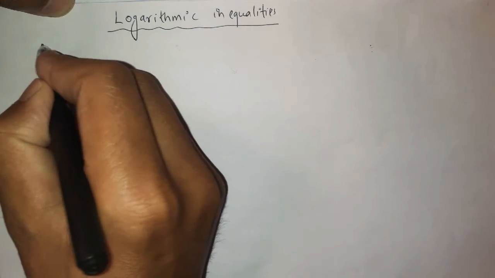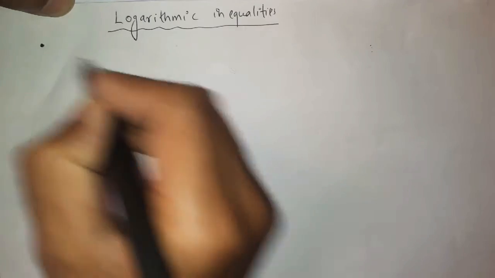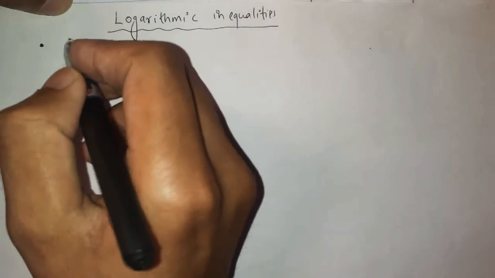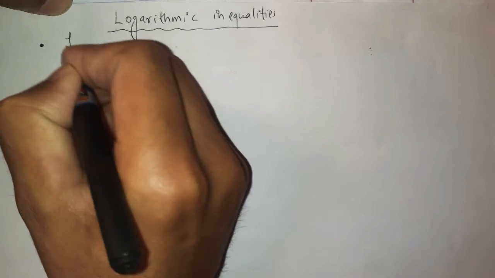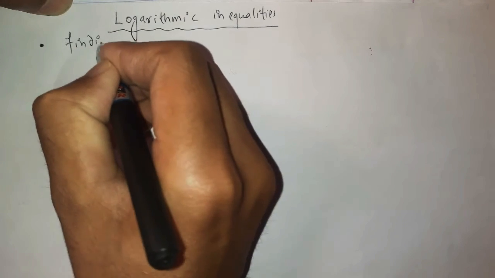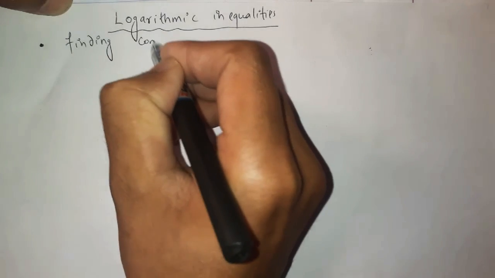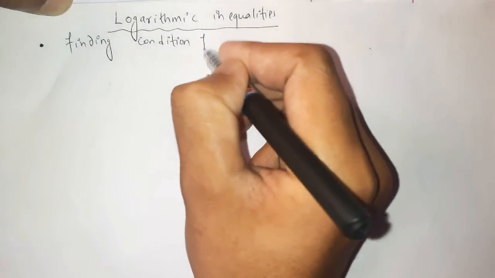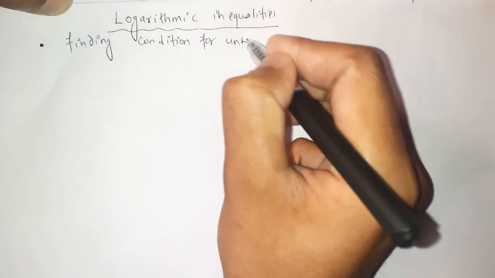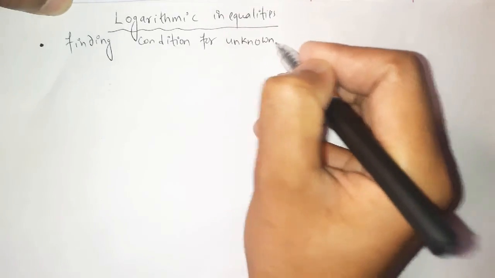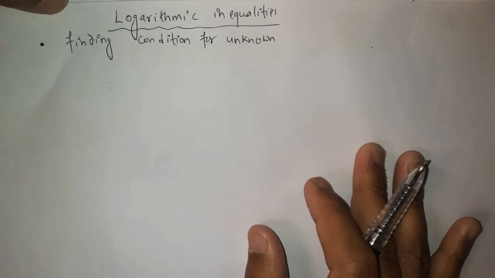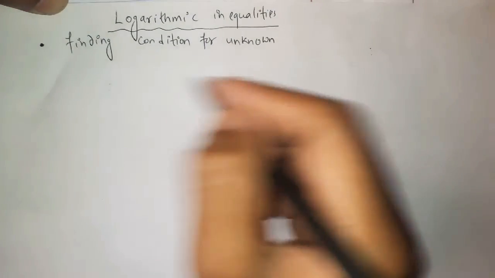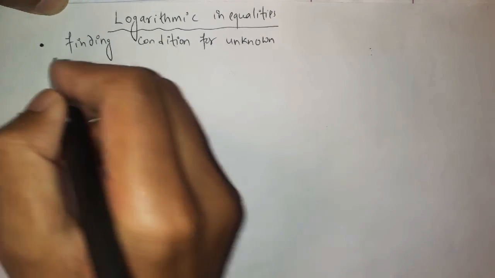The first step while solving logarithmic inequalities is finding the condition for the unknown. In the first step, we have to calculate the condition for the values of the unknown.